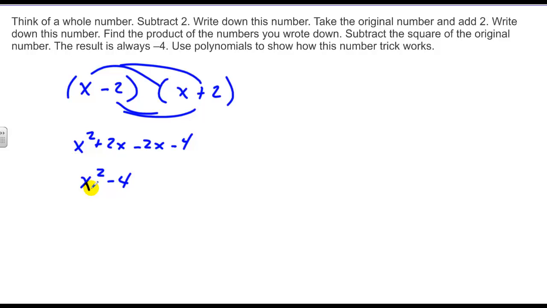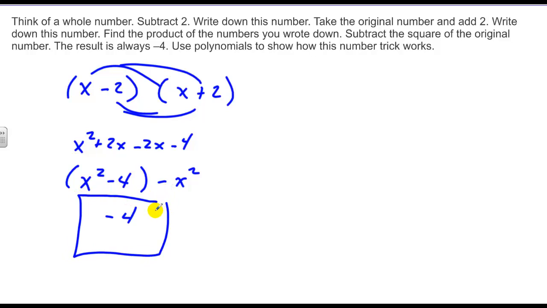Subtract the square of the original number from that new product. X squared minus x squared is 0. I'm left with negative 4, and the result is always negative 4. And we proved it as we went through the problem.